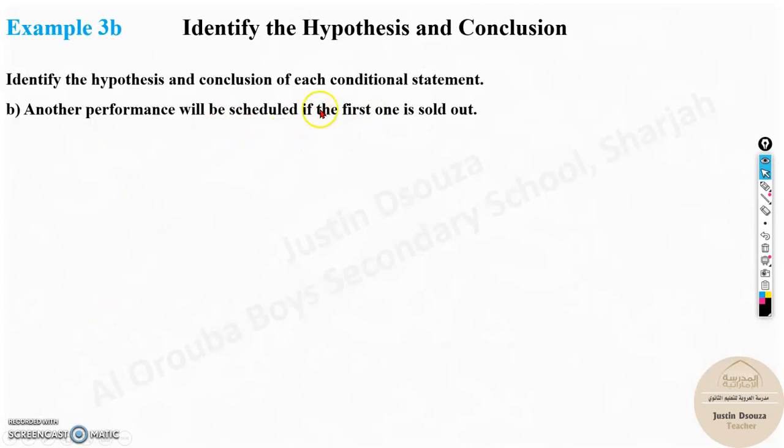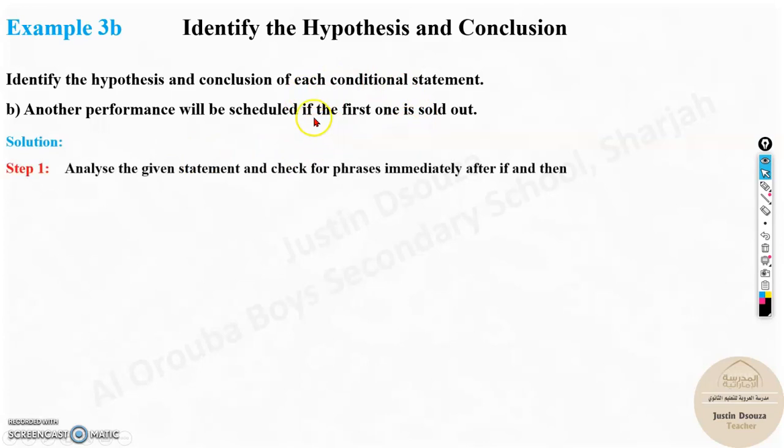I had told you already, whatever is after if is the hypothesis. You can see what is after if. Let me read the question first. Another performance will be scheduled if the first one is sold out. So we are talking about a performance. Another one will be scheduled if the first one is sold out. So whatever is after if, the first performance is sold out.